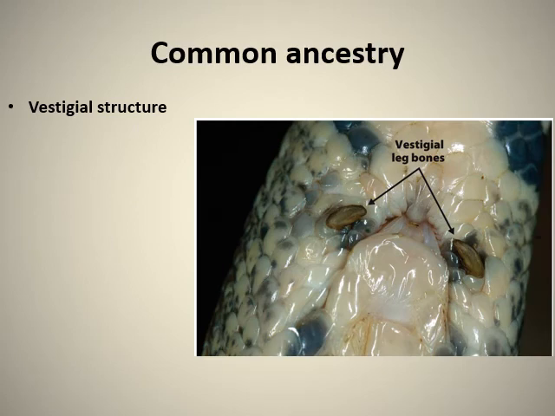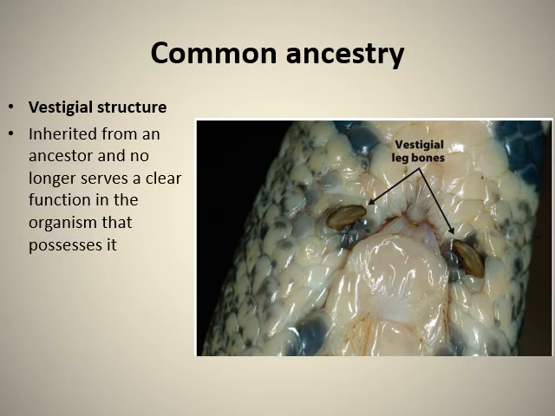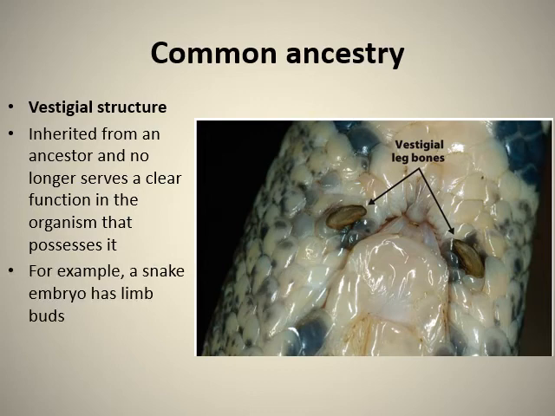Here's one example. And this is actually what we call a vestigial structure. So it basically means that it's inherited from the ancestor, but it no longer serves any sort of clear function in the organism that has it. So this is a good example. We have a snake here, and they have these vestigial leg bones. Do snakes have legs? No, right?